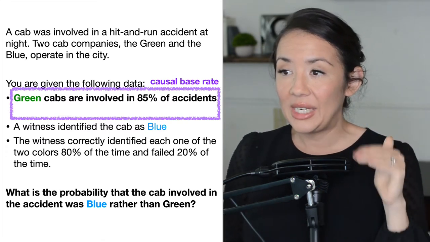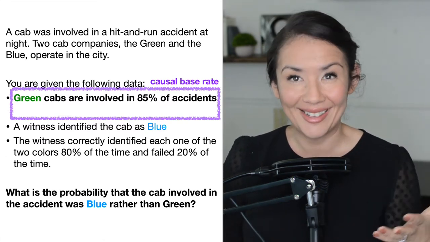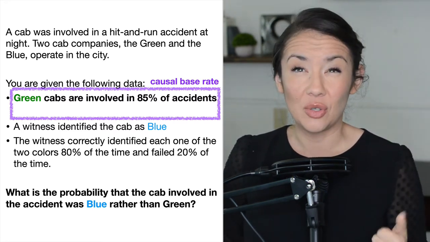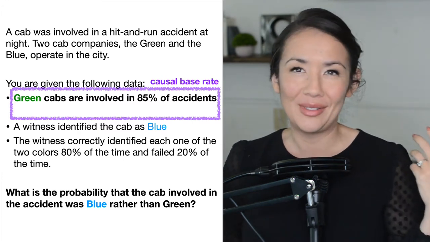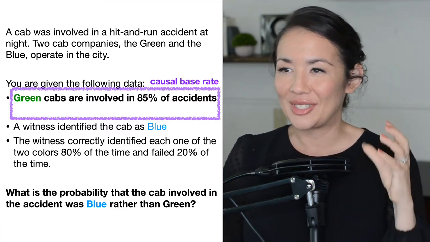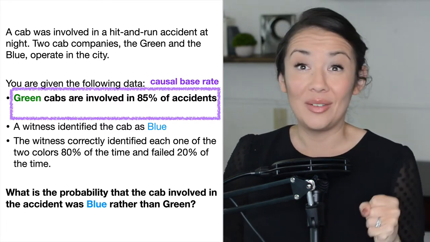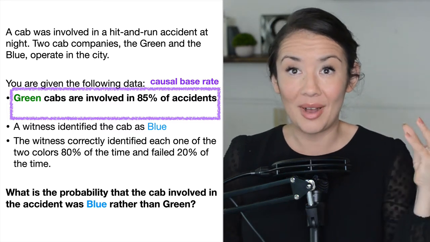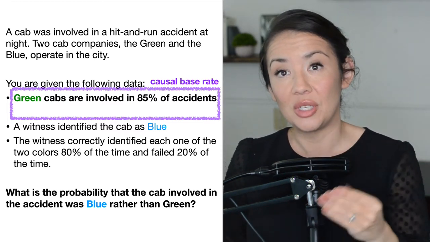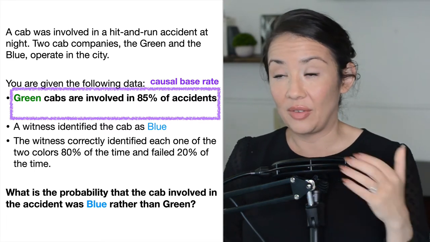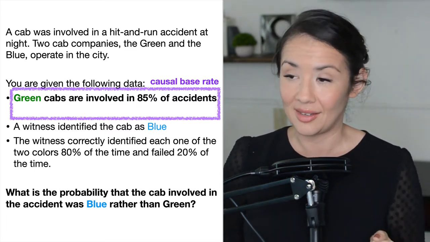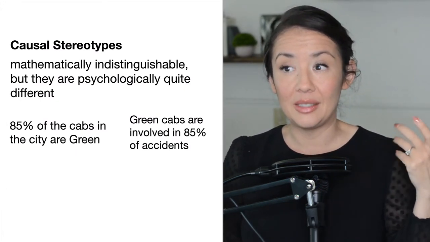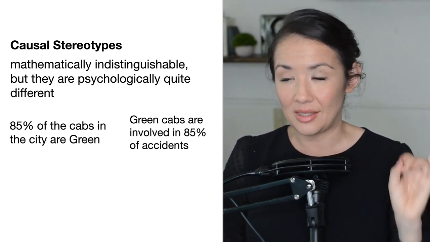Here we have green cabs are involved in 85% of accidents. So that suggests a story that maybe these green cab drivers are more risky. Maybe the hiring policies are more lax. There's something about these green cab drivers that is contributing to all of these accidents. We're creating stereotypes in our mind that explain this proportion of drivers that drive for green cabs being responsible for these accidents. But note that the two types of information are mathematically indistinguishable, but they're psychologically quite different.